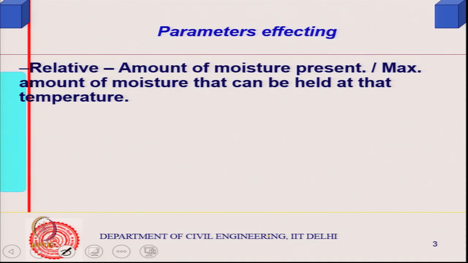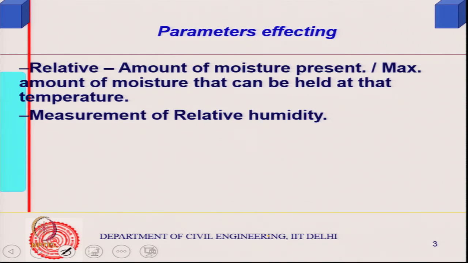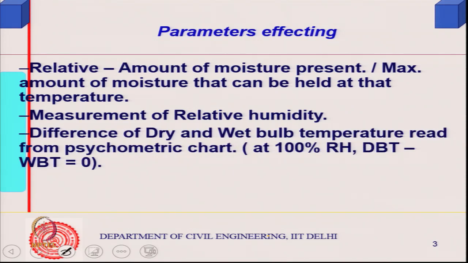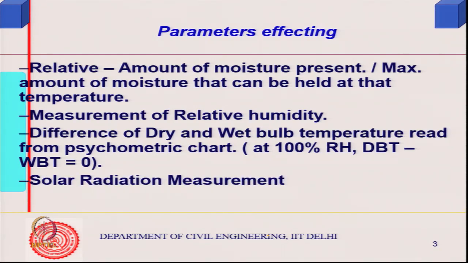So, that is what we said: the amount of moisture that can be held at a temperature, relative humidity, and measurements of relative humidity. I already talked about the hygrometer last class, or the difference in dry and wet bulb temperature. In the saturated condition, DBT minus WBT is equal to 0. This is just a repetition. Solar radiation measurement I already talked about.